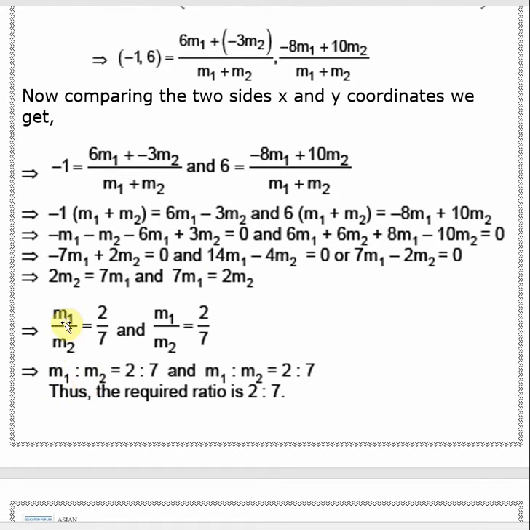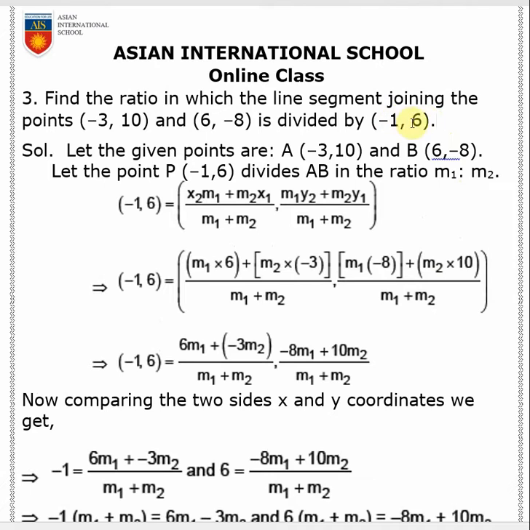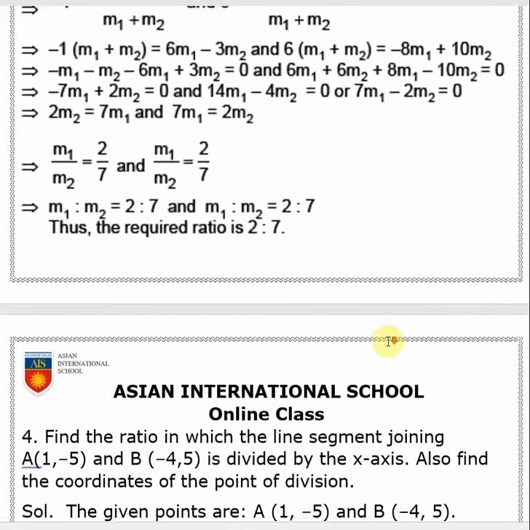And finally the ratio m1 by m2 will come, which is 2 by 7. m1 by m2 is 2 by 7 or m1:m2 is 2:7. So the point which had the coordinate minus 1 comma 6 divided the line joined by these 2 points in a ratio 2:7.